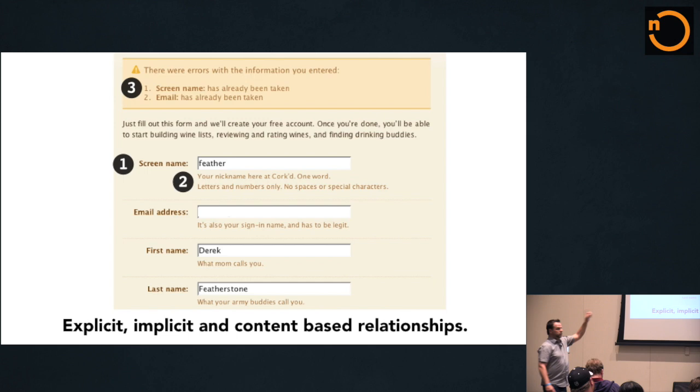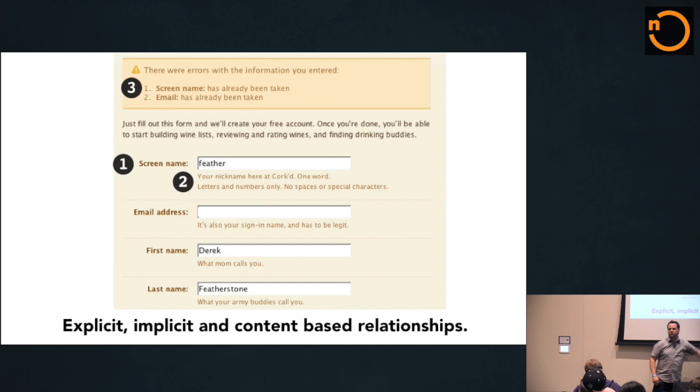And the connection is that the first two words in the error message match exactly the form field label. So that's a content-based relationship. People that rely on assistive technology really need the explicit programmatic relationships. People that have low vision rely a lot on these implicit relationships, right? Everybody relies on the content-based relationships. So the content-based relationships are important to everyone.